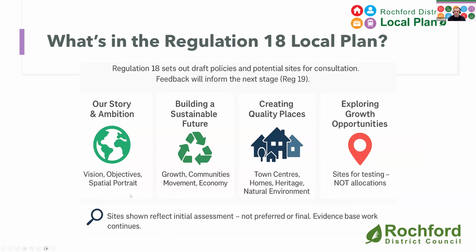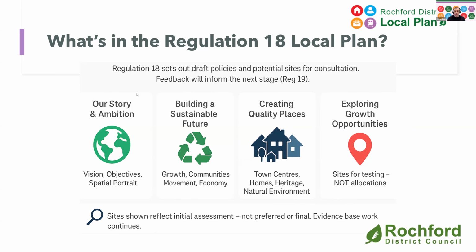So in terms of the consultation document that's currently out, that is effectively split into 4 main sections, which are just indicated here. We've got the first section, which is setting out the vision, the objectives, and a spatial portrait of the area. That really is the overarching principles by which we're trying to prepare the plan, and obviously the policies and so forth that come beneath it.